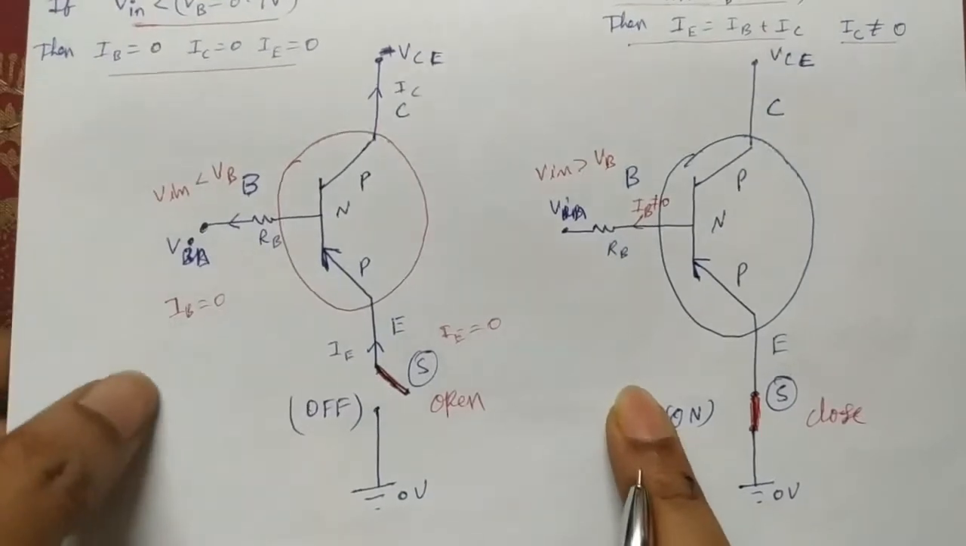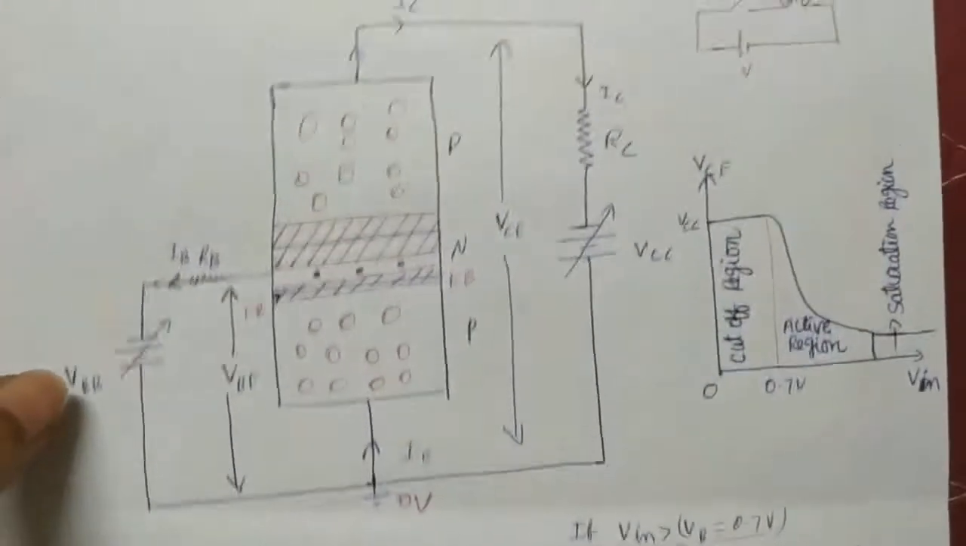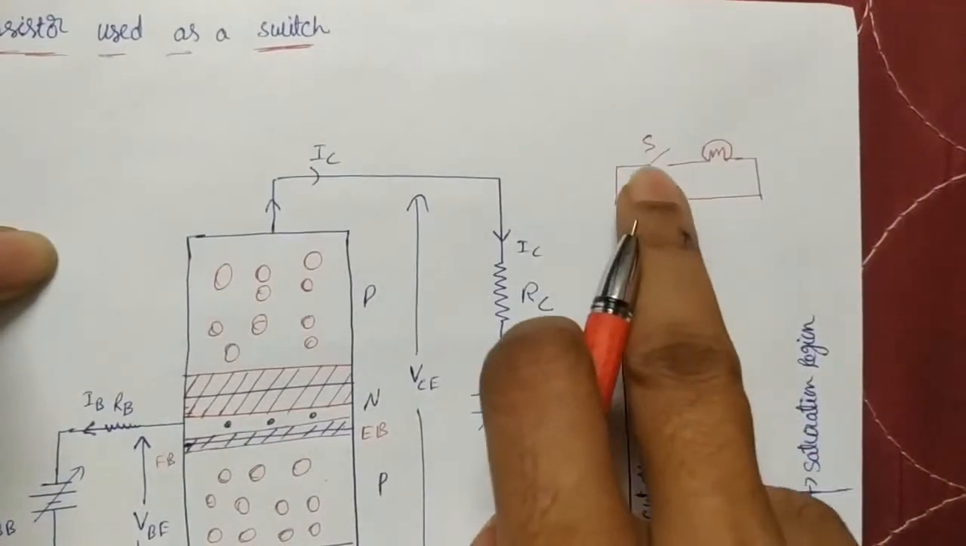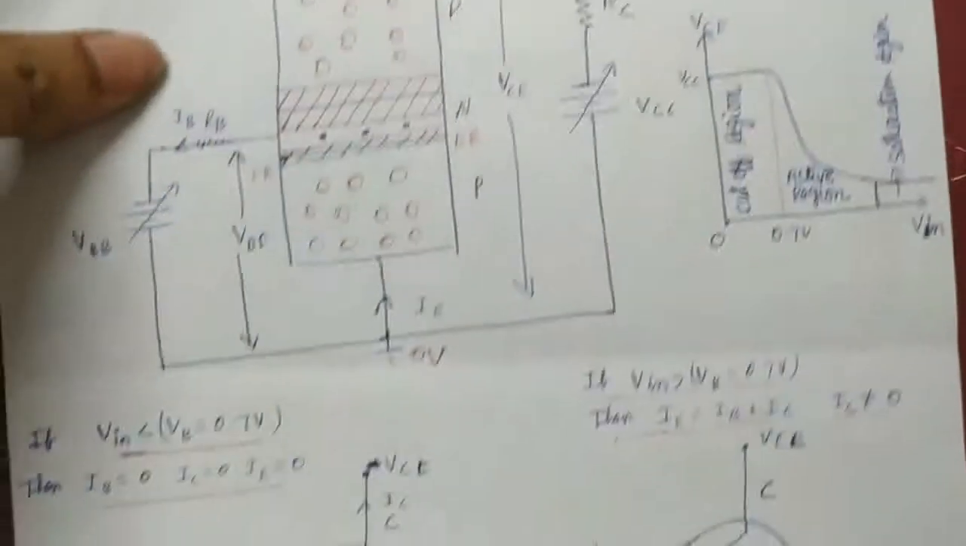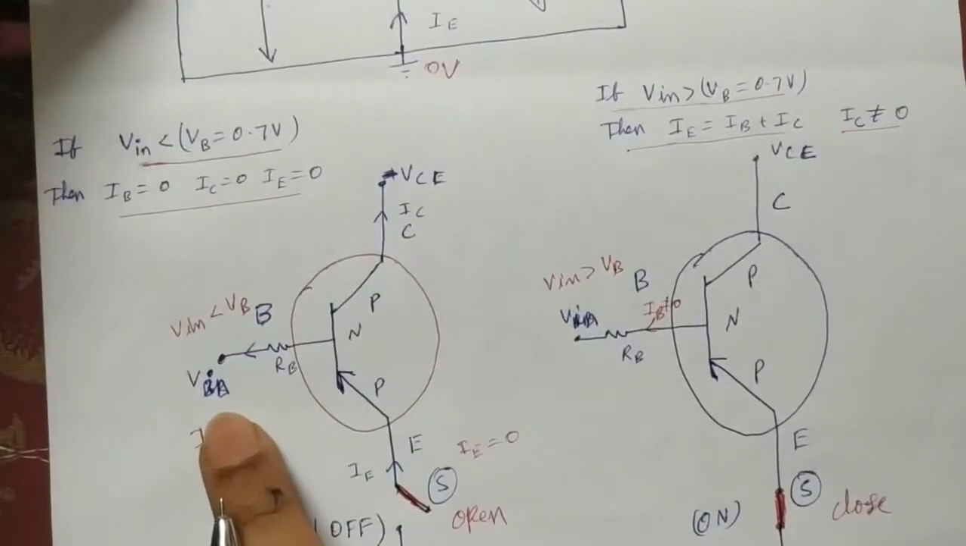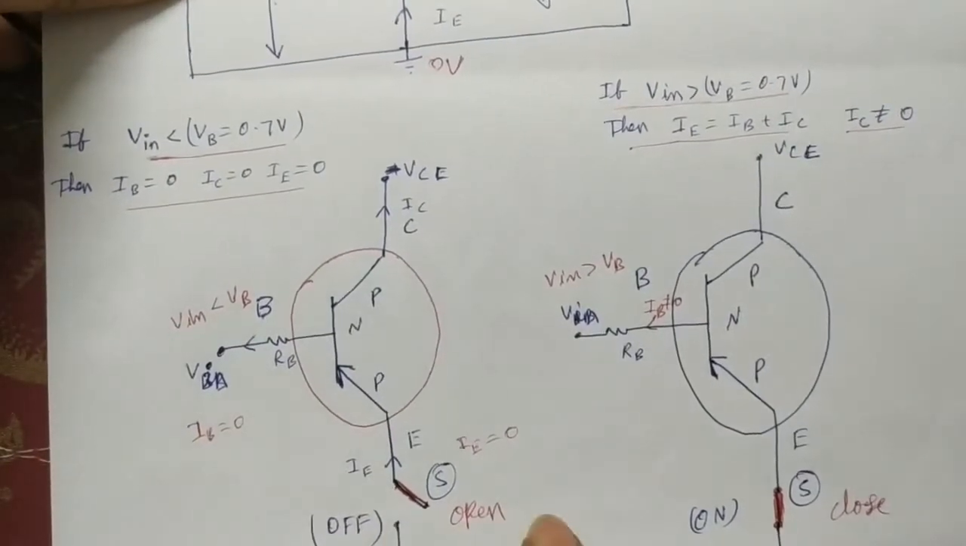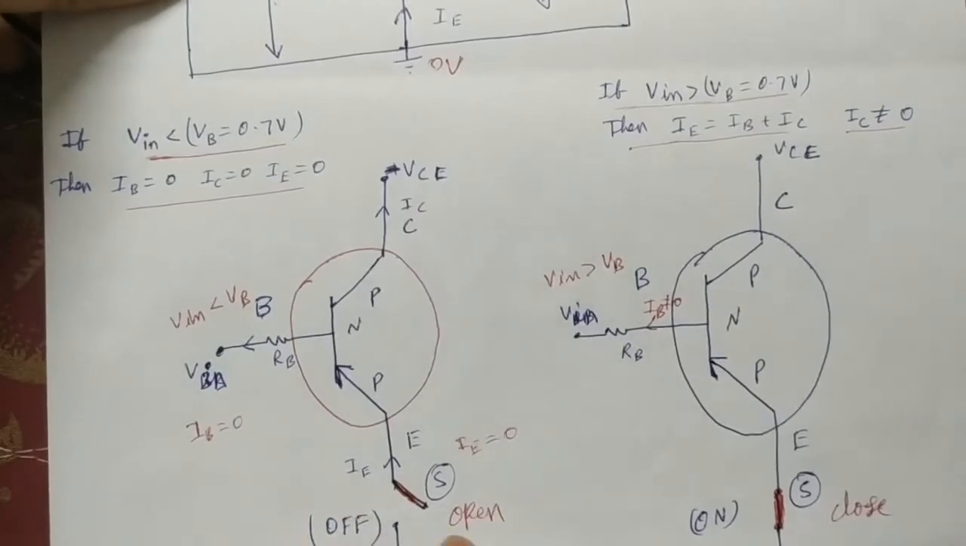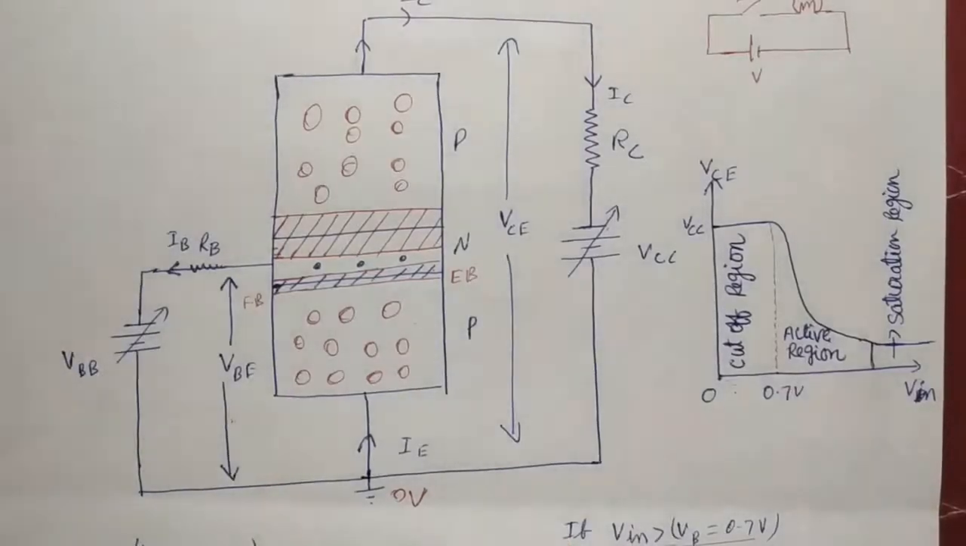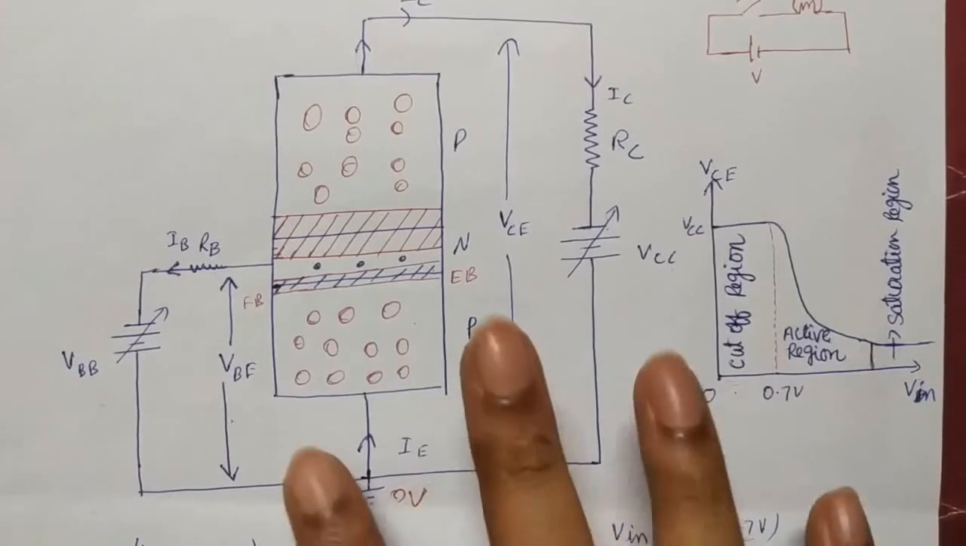This is how they use a transistor as an automatic switch, and this is a manual switch. We have to operate this manually, but here, depending upon the input voltage, the current flowing through the emitter decides. So this is an automatic switch. And this circuit diagram is a transistor used as a switch.